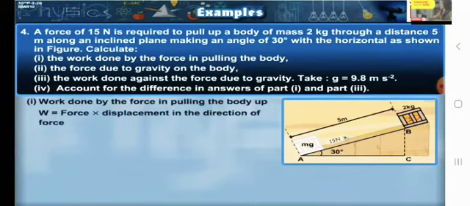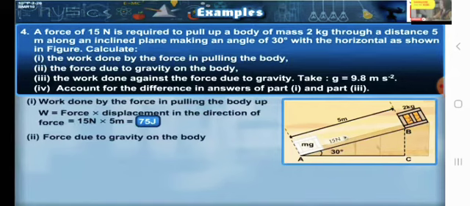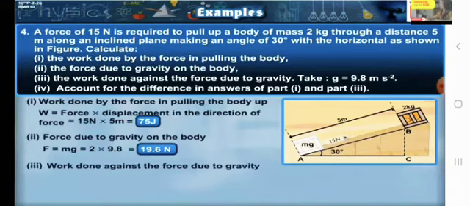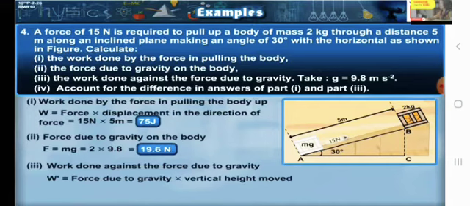First, work done by the force in pulling the body up, W is equal to force into displacement in the direction of force is equal to 15 Newton into 5 meters, which equals 75 joule. Second, force due to gravity on the body, F is equal to mg, is equal to 2 into 9.8, which equals 19.6 Newton.